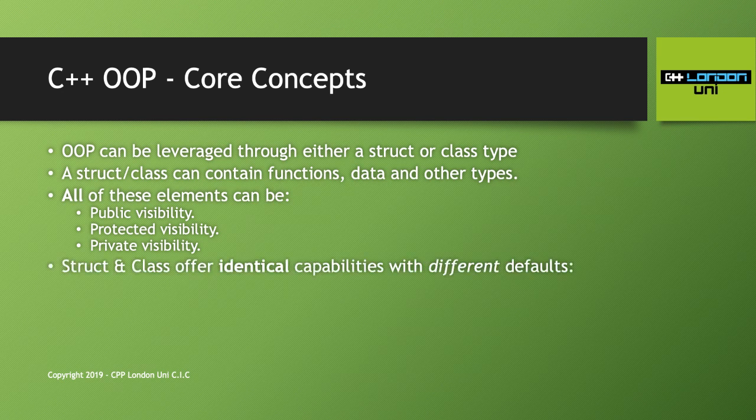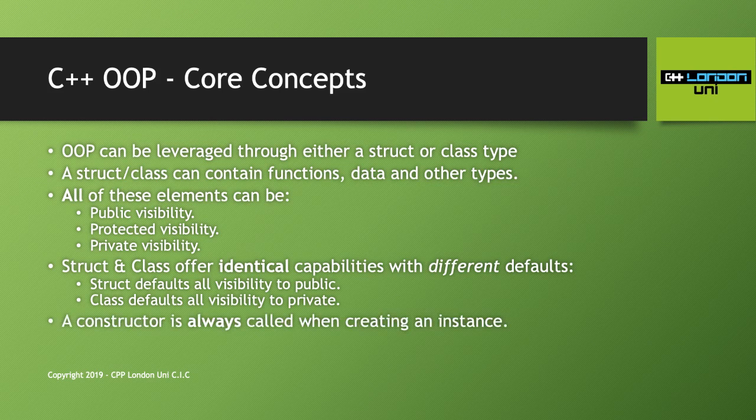So now, struct and class. They offer utterly identical capabilities. There is nothing that you can do with a class that you cannot do with a struct and vice versa. Absolutely the same feature set. However, a struct will default all visibility to public, and a class defaults all visibility to private.